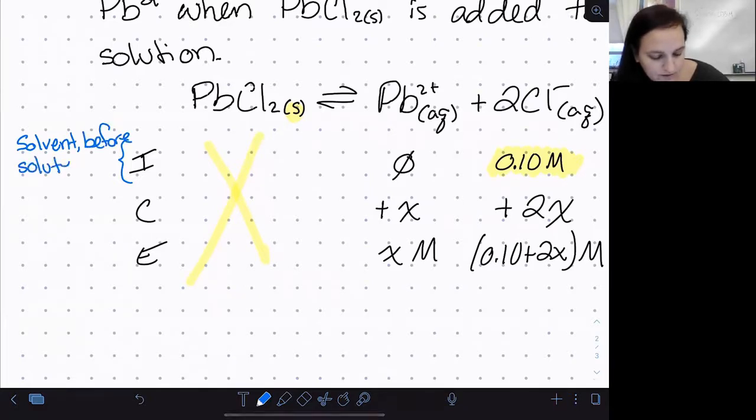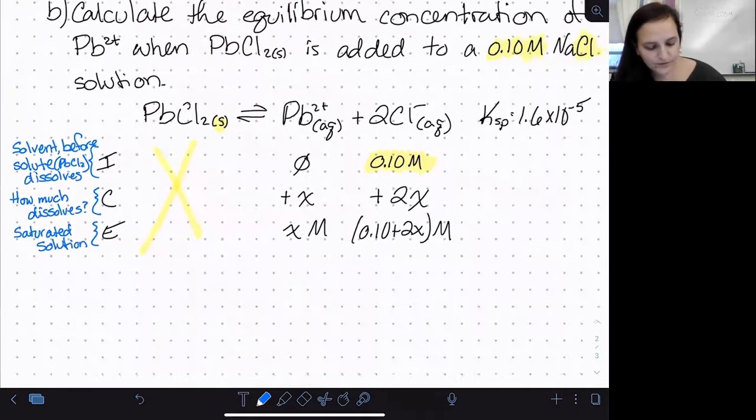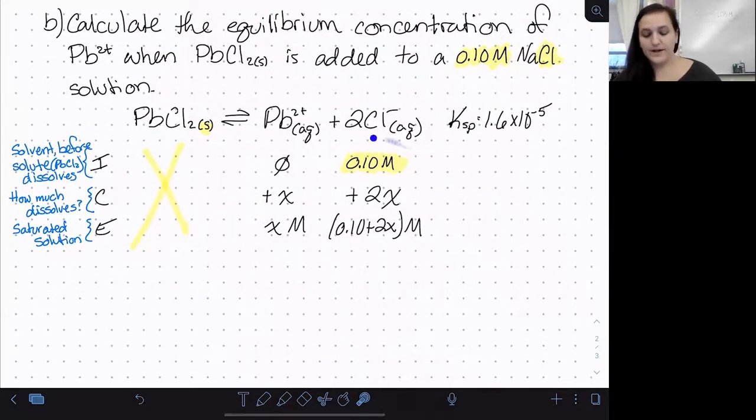Our solute here being, in this example, PbCl2, dissolves. Our change is how much actually dissolves. And our equilibrium is how much stuff is present in our saturated solution. So before we dissolve any lead chloride, we already had 0.1 molar chloride present.